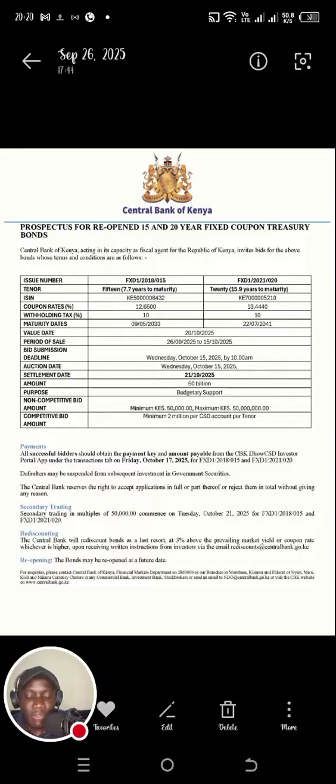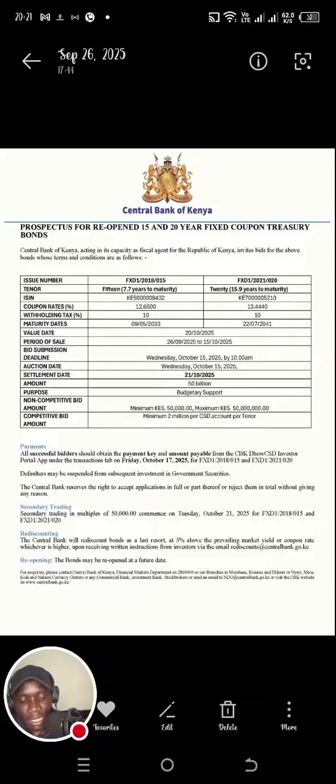I like using an example of someone who decides to invest 100,000, let's say in the second bond that is paying 13.444%. So if you do 100,000, 13.4% of 100,000, that automatically comes to 13,444. But remember that from the 13,444, 10% belongs to the government. So it is the 90% that belongs to you. So 90% of 13,444 is around 12,099 shillings.